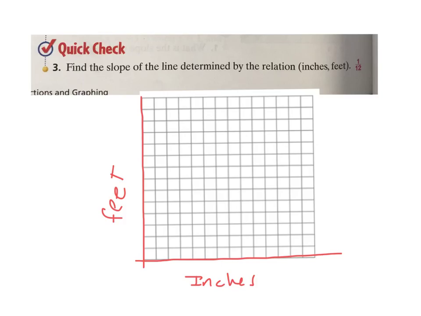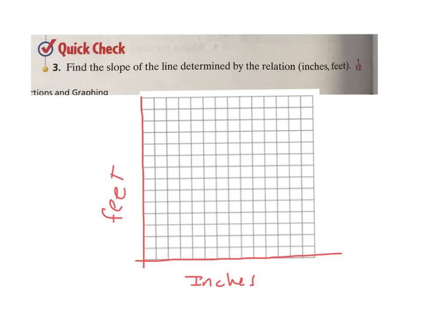Alrighty, so same thing here. Find the slope of the line determined by the relationship inches to feet. And I make inches my x here, since notice inches, feet, x, y. That's why I picked that, because it was already given away right here. X comes first, y, so inches, feet. Which is crazy, because when you think about slope, the y goes on the top. Got to remember that. It feels a little bit backwards sometimes.